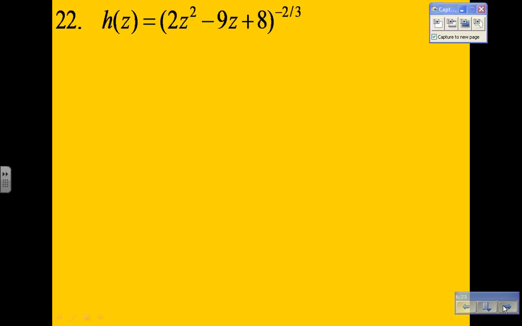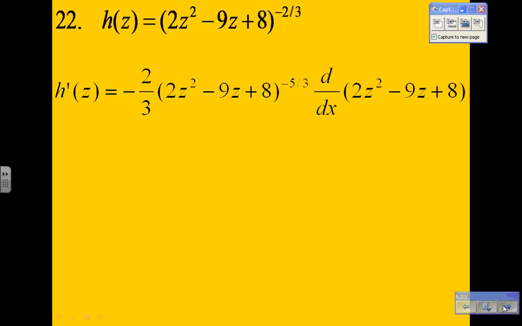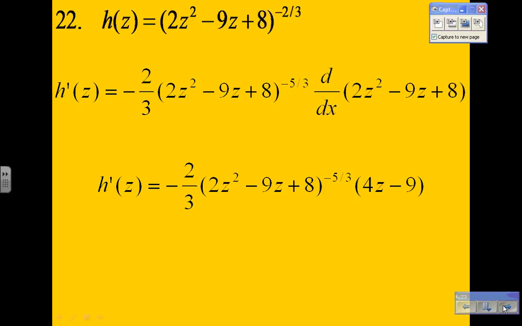Chain rule. Do you have to use a product rule in this case? No. We need to work on that, apparently. So the derivative of the first one is the negative 2/3 and negative 5/3. The inside stays the same. And then you take the derivative of the inside and get 4z minus 9.